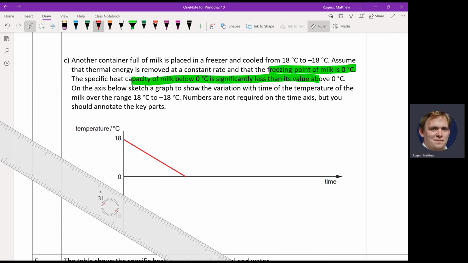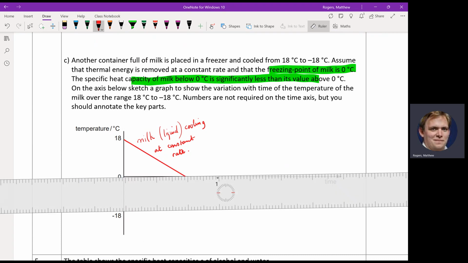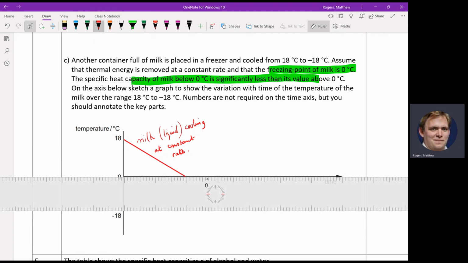We might want to annotate this: this is the milk, which is still a liquid, cooling at constant rate. Then when it gets to 0, we're going to need to transfer some energy from it for it to change state. So we're going to have a horizontal line.